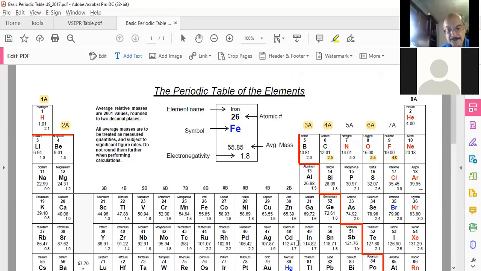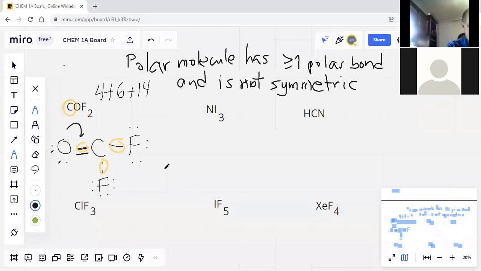So let's come back to our board, and we're going to say that these bonds, let's use this color here. That bond is polar, pointing towards the fluorine. This bond is polar, pointing towards the fluorine. This bond is polar, pointing towards the oxygen. Remember, we're saying that the electronegativity dipole points towards the negative end. Now, that in and of itself does not make the molecule polar.